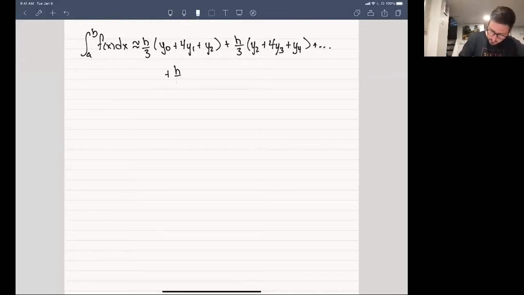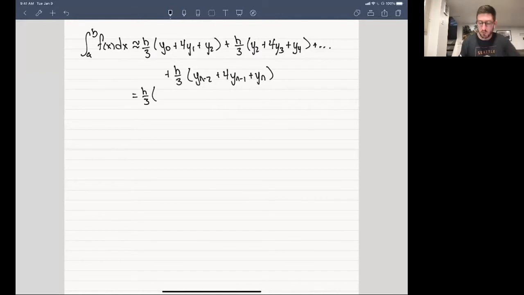Sorry, the 3s are looking bad today. And you get yn minus 2 plus 4yn minus 1 plus yn, which is f of b. But here's the thing. You can actually rearrange this in a really nice way. The same way that the trapezoidal rule had a little pattern to it, Simpson's rule has the same thing.